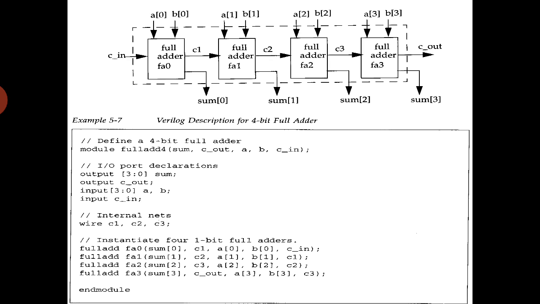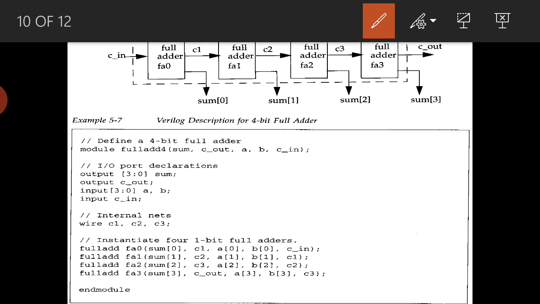Like this, the first bit of both numbers is assigned to the first full adder. Similarly the second bit is assigned to the second full adder, then the third and the fourth full adders. Similarly the sum is S0, S1, S2, S3, and the carry is a single bit, single bit input, single bit output, and the last Cout will be there. So this is the 4-bit full adder circuit.